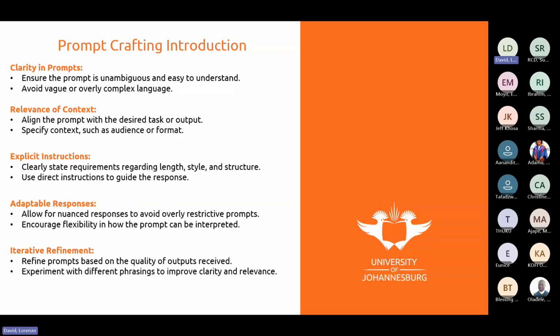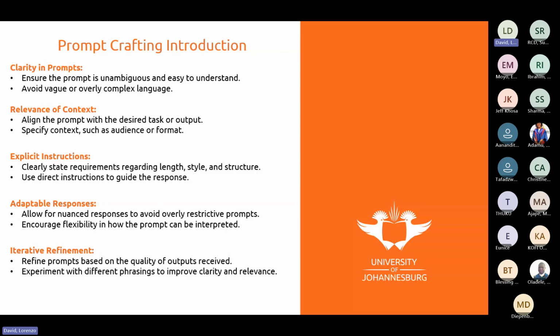So these are some of the key points that we've identified in terms of when you are generating your input or your research question or your request to the AI program. These are some of the points that we need to keep in mind. The first one will be clarity in your prompts. We need to ensure that the prompt is clear, unambiguous, and easy to understand. The next thing would be to avoid vague or overly complex language. We need to be as specific and as clear as possible when we're generating our prompts. And we're going to go through an example after this.